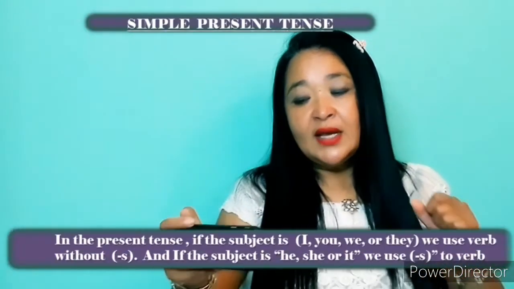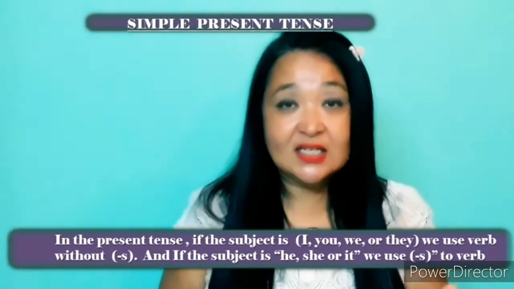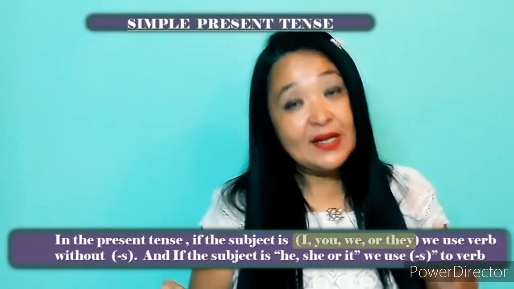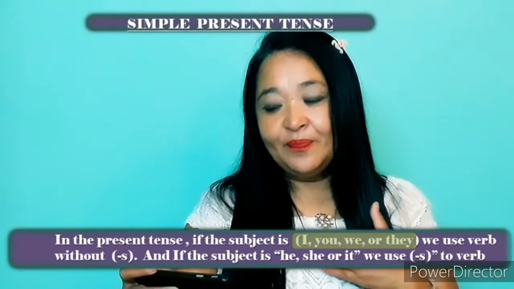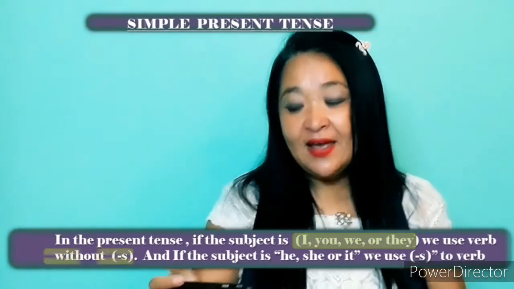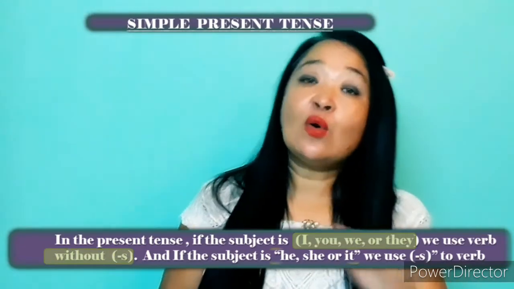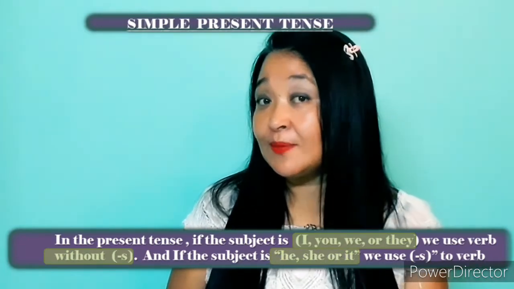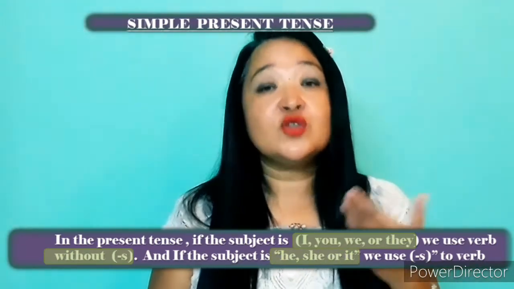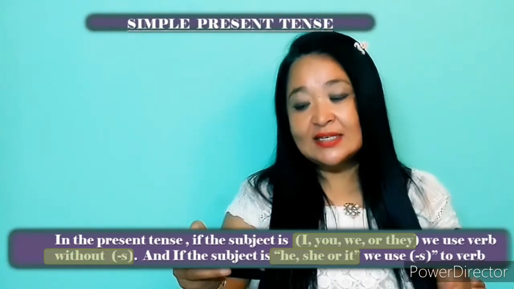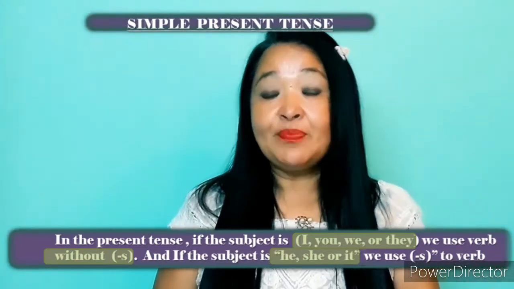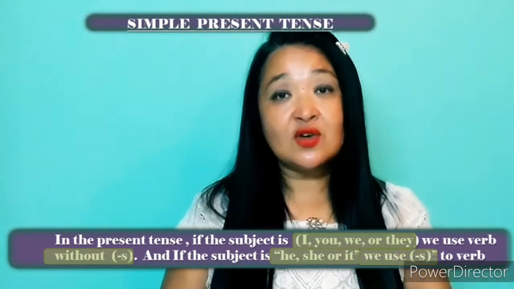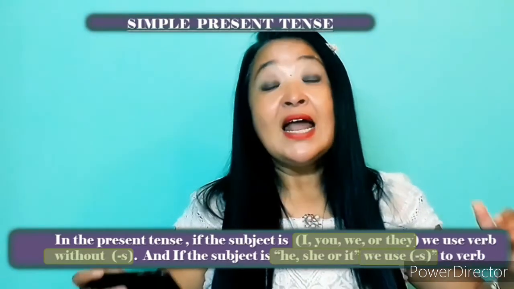What are those? In present tense, if the subject, which means a doer who is performing an action, is I, you, we, they, then we use the verb without s. And if the subject is he, she or it, then we use s with the verb. So this is the structure.